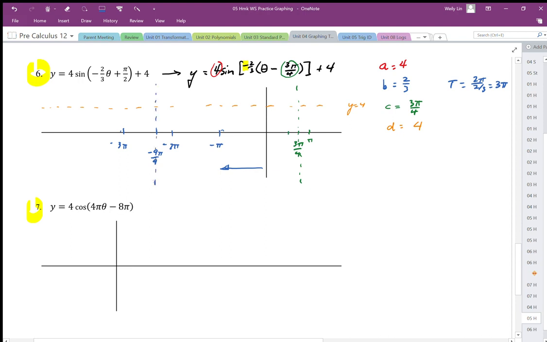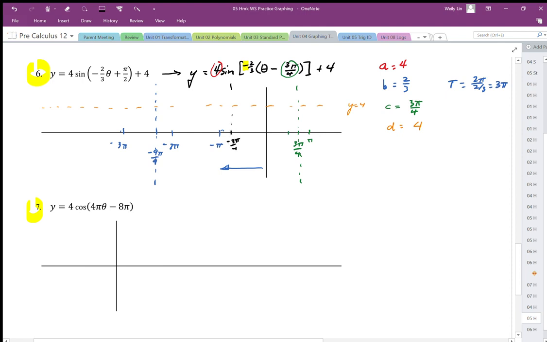Okay, and then we want to find the middle position. We want to work out our quadrants. So to work out the quadrants, I'm going to find the middle. So the average value of negative 9 pi over 4 plus 3 pi over 4, I'm going to add those together and divide by 2. I'm going to end up with negative 6 pi over 4, and then divide by 2, that's going to be negative 3 pi over 4, which is right about there.